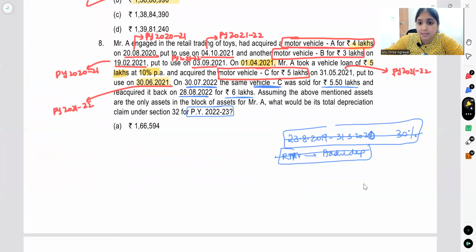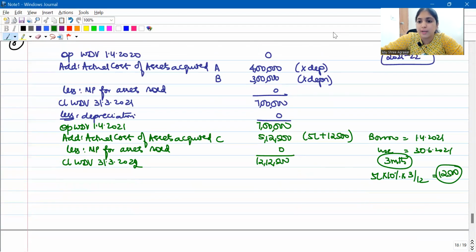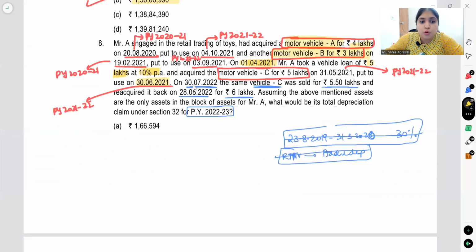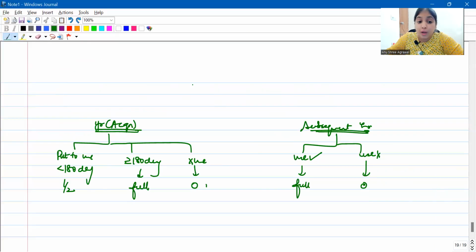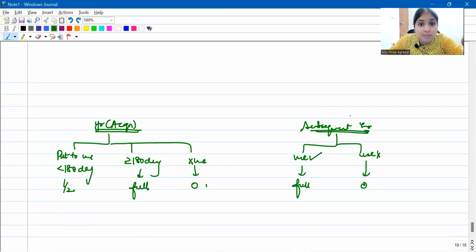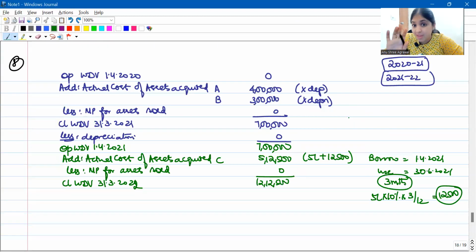If you look at motor vehicle A and motor vehicle B, don't you think for these two vehicles, 21-22 is a subsequent year, guys? Because what was the year of acquisition for them? For both of them, the year of acquisition was 2021. Both the vehicles were acquired in 2021. So had I put them to use in 2021, I would have checked about 180 days. But here I acquired in 2021, but I'm putting to use only in 21-22. So this is a subsequent year, and I will not bother about 180 days. At least a few days put to use is enough. I will get full year's depreciation. So for A and B, I will get full year depreciation.